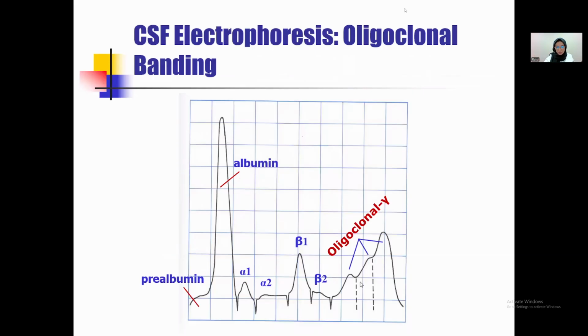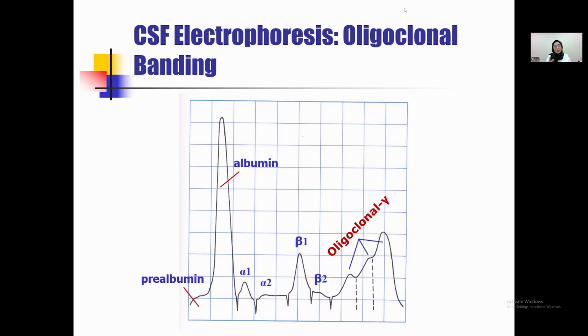So we have here, for example, 3 peaks in the gamma region, and usually the report will say there is an oligoclonal band in the gamma region of the protein electrophoresis of the CSF, which suggests multiple sclerosis. So usually this is how to confirm multiple sclerosis.